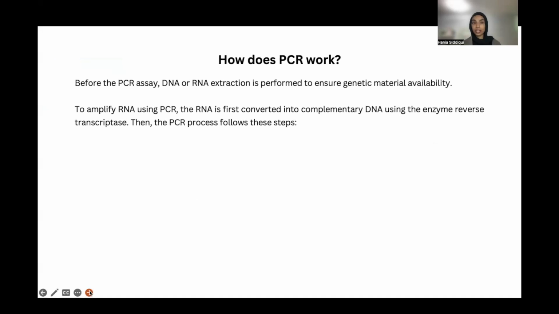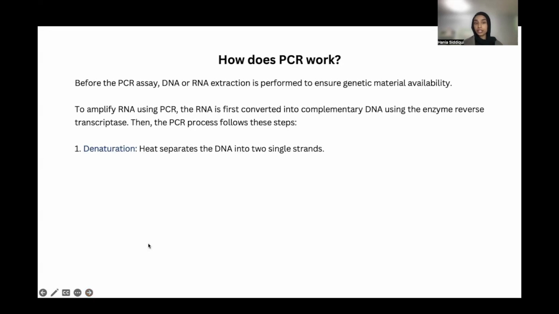So how does PCR work exactly? Before a PCR assay can be done, DNA or RNA is extracted, and this is done to ensure genetic material availability. To amplify RNA using PCR, the RNA is first converted into complementary DNA using the enzyme reverse transcriptase. Then the PCR process follows these steps.